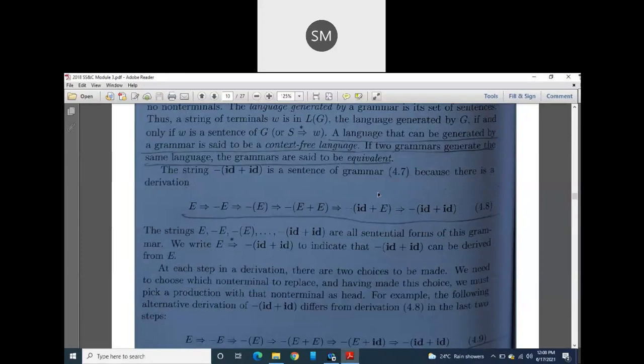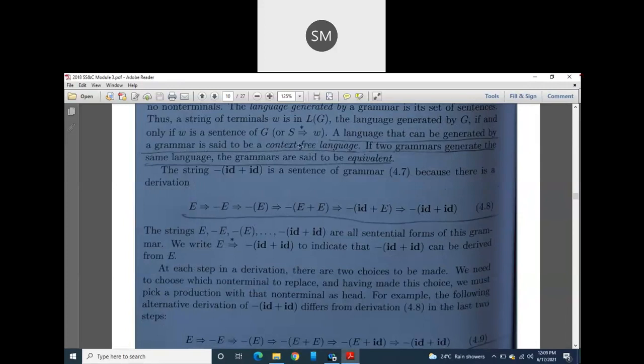Now, one more very important concept. In the morning class, I told you that a language that can be generated by a grammar is said to be a context-free language. Context-free grammar you know, but what is the context-free language? The language which is described by, or which can be generated by, a grammar, because a grammar describes the language constructs. Also, I told you about equivalent grammars: if two grammars are generating the same language, then those grammars are called equivalent grammars.